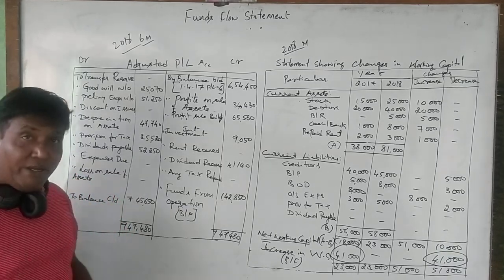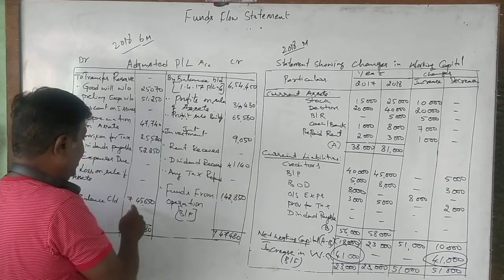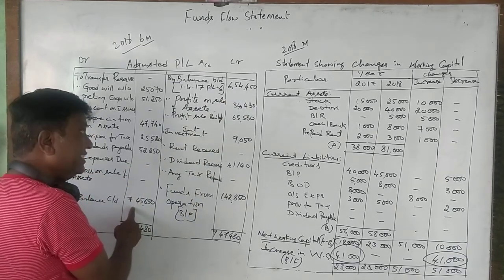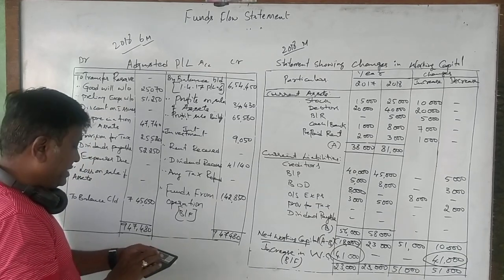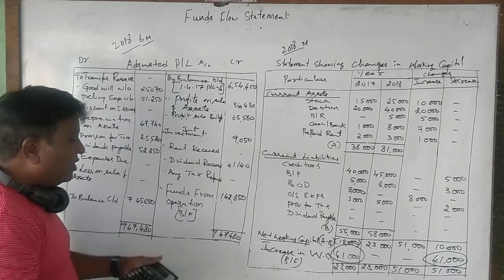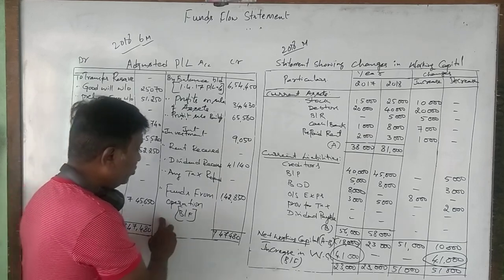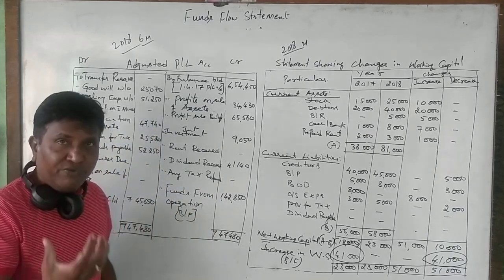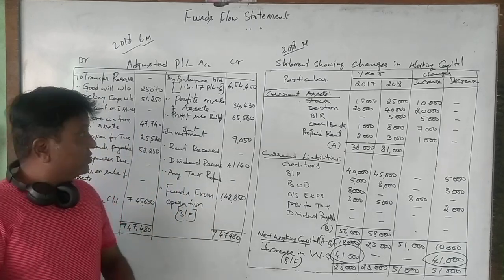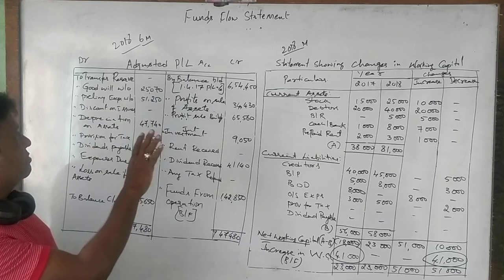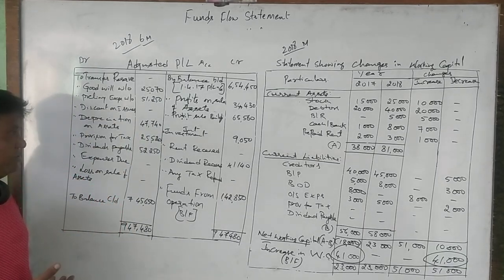According to him, last year profit was this much, and the current year it becomes 7,45,650. 7,45,650 minus 6,54,450 means there was only 91,200 rupees of profit earned. But the actual funds which we have earned from the operation of business is 1,42,850. So this is how we will get 6 marks. Just keep practicing this, and if you have any doubts, you can ask.